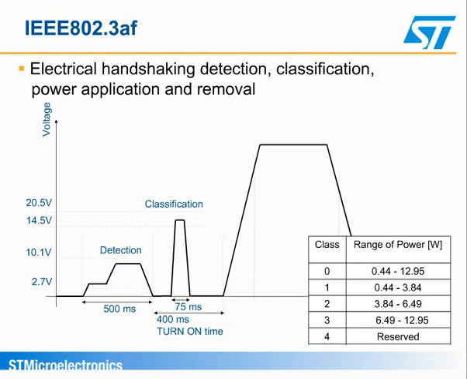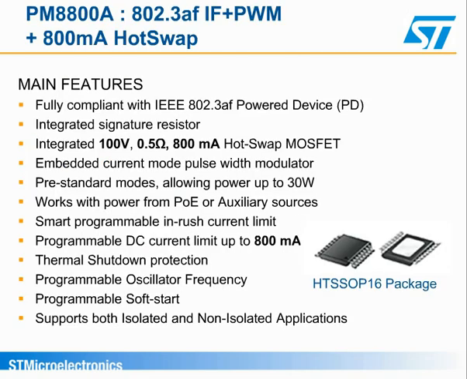Class 4 is reserved in the IEEE 802.3af application and will be used in the forthcoming IEEE 802.3at application for power above 12.95 watts. After successful identification, the PSE increases the output voltage to its operating value, and the powered device interface can proceed to the inrush phase as soon as the voltage at its port is above the undervoltage lockout threshold. Now let's consider the PM8800A, the integrated PoE powered device solution from STMicroelectronics.